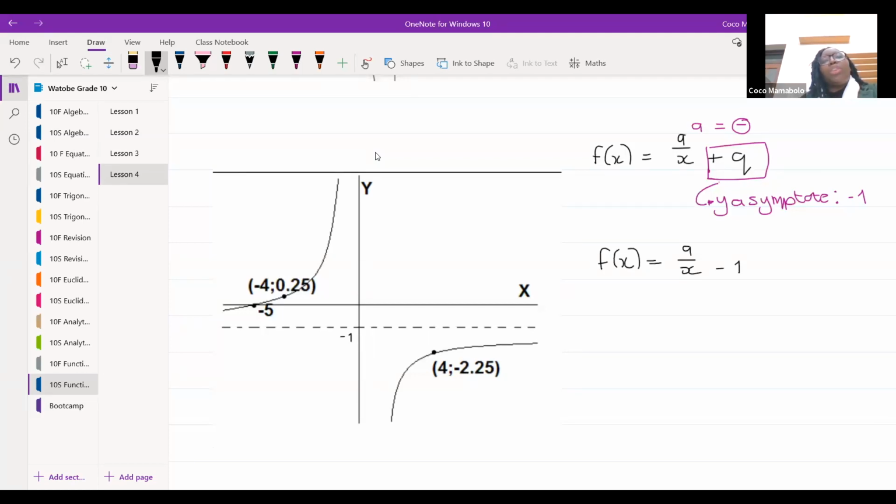You can choose which one you want to use. I'm just going to rewrite this. -0,25 is the same as -4 and 1 over 4. So you can use that point or you can use the point 4 and -9 over 4. So you can choose which x and y value you're going to put in here and calculate for A for me. Remember, I'm just going to replace f of x with y.